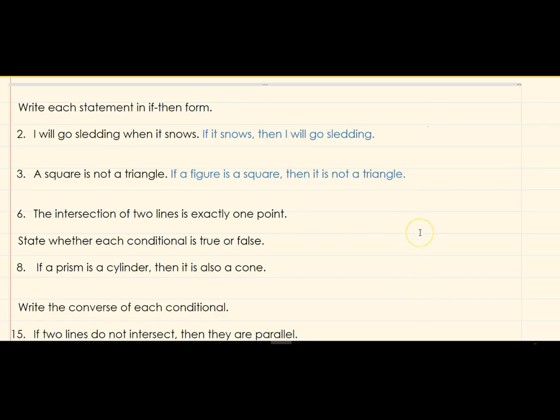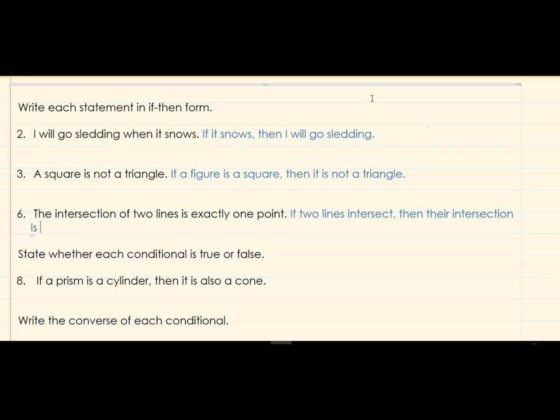The intersection of two lines is exactly 1 point. If two lines intersect, then their intersection is exactly 1 point. So we had two lines, the intersection. So if they intersect, then their intersection is exactly 1 point. You could probably rephrase this a little bit, but it's important that it make enough sense that someone will understand it.